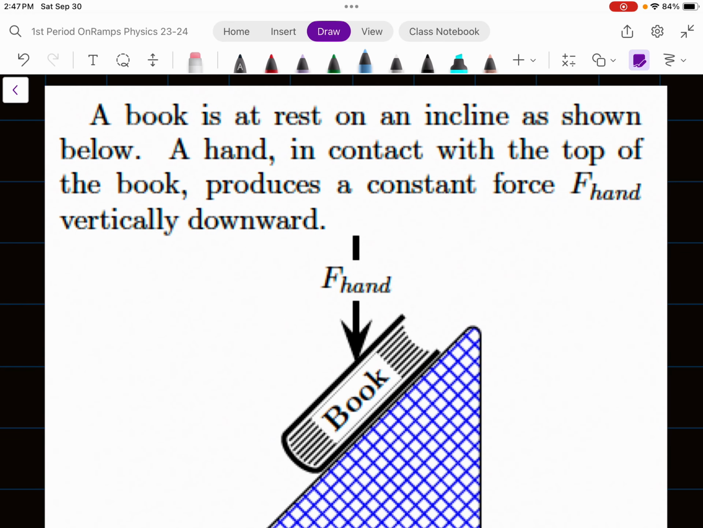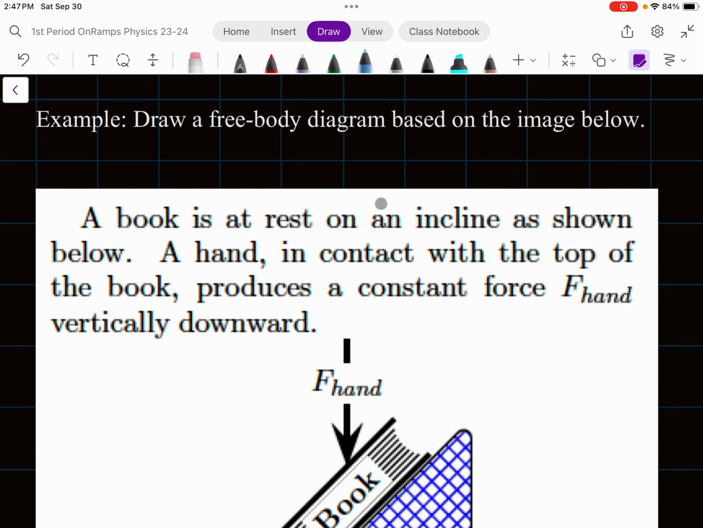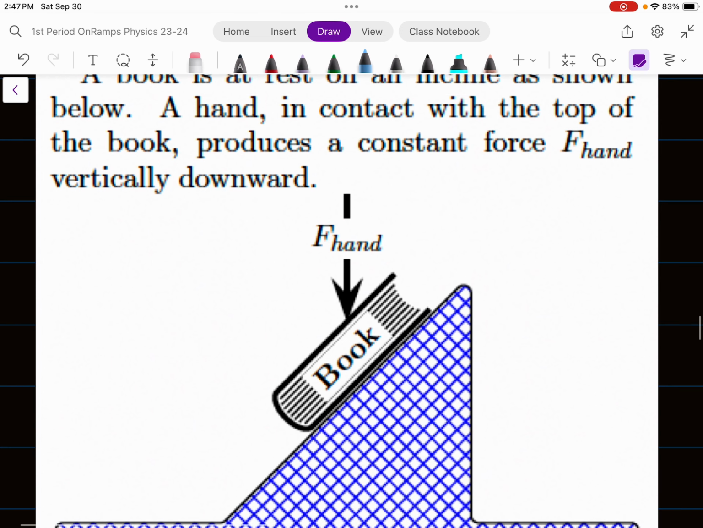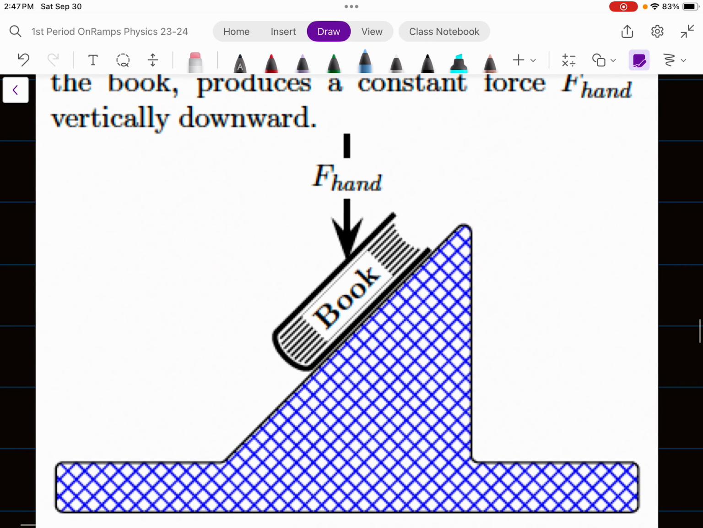This one I got from the homework, and it says draw a free body diagram based on the image below. So for this one, no net external force. It requires more skills with trigonometry. That's a later topic. It says a book is at rest on an incline as shown below. A hand is in contact with the top of the book, produces a constant force F hand vertically downward. Let's draw a free body diagram. I want you to pause the video, give it a try, and then we'll check.